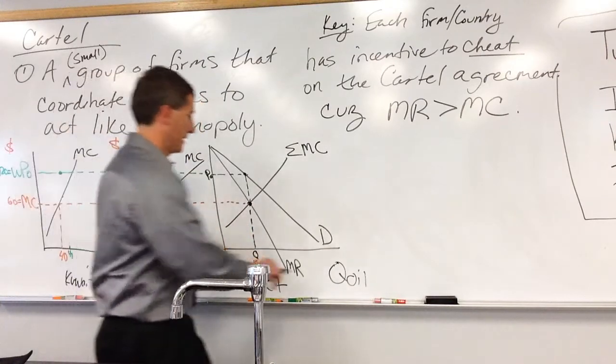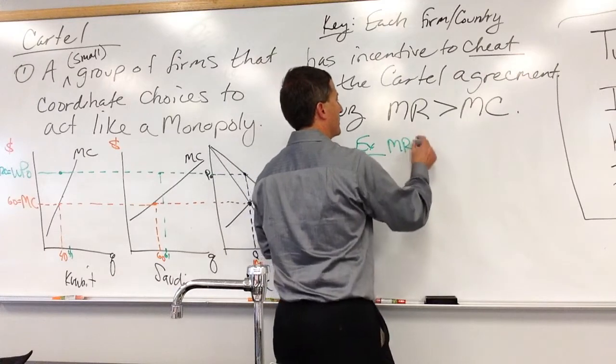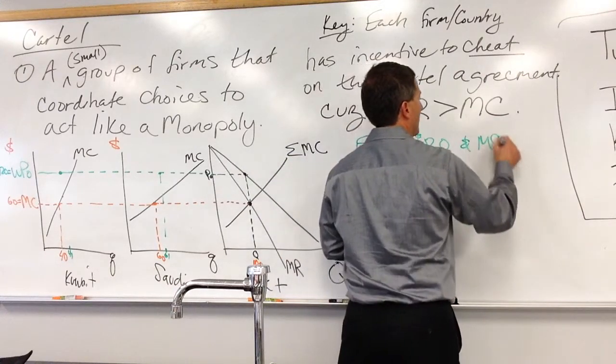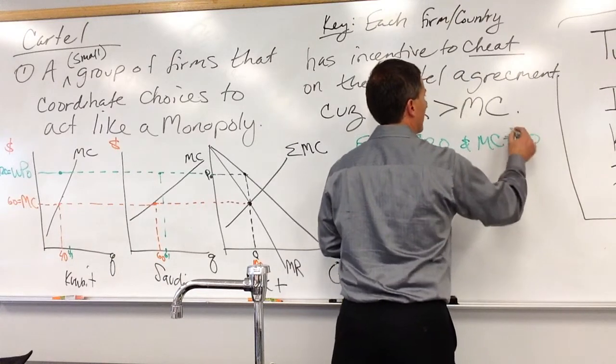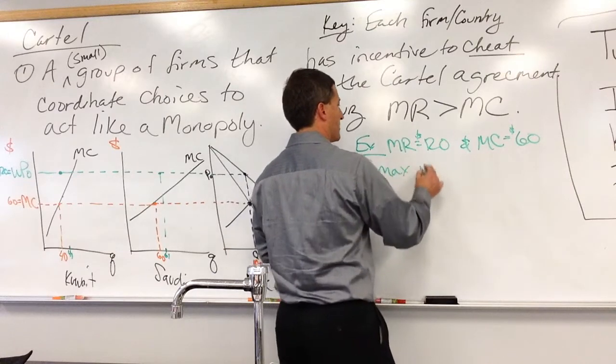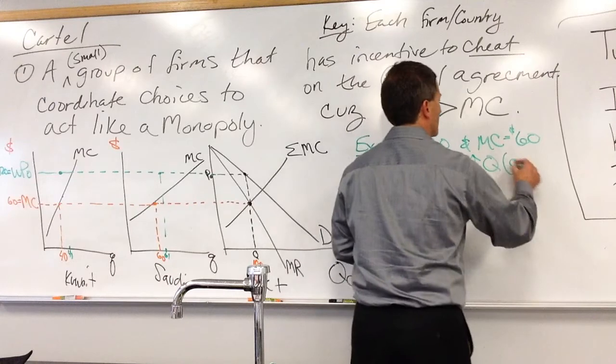All right, so from the example here, marginal revenue was equal to $120, and marginal cost was equal to 60. Therefore, maximize profits by increasing quantity, which is cheating.